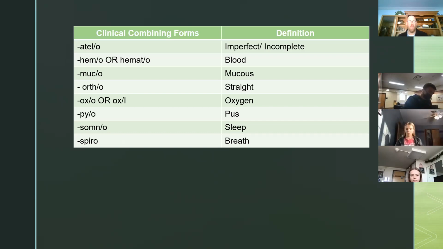Oxo, the root for oxygen. Pio, pus. Somno, sleep, like Unisom, the sleeping pill that they advertise on TV. Spiro means breath. If I'm using a spirometer, what is that measuring? Spirometer, spirometry.